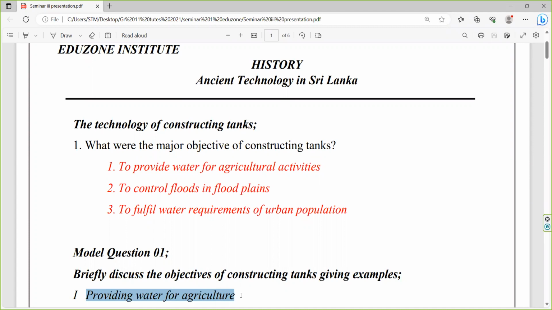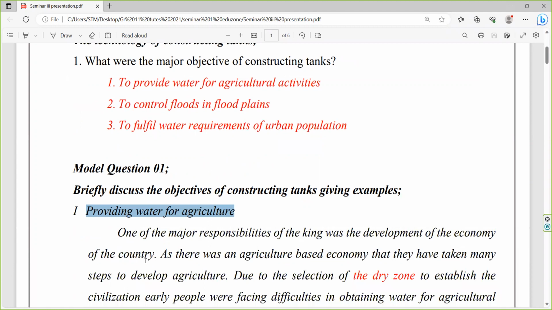1 mark is given for writing the first objective, providing water for agriculture or storing water. You can even change the topic, no problem. One of the major responsibilities of the king was the development of the economy of the country. As there was an agriculture-based economy, they took many steps to develop agriculture. So that means there was an agriculture-based economy, and because of that, they had to develop agriculture.